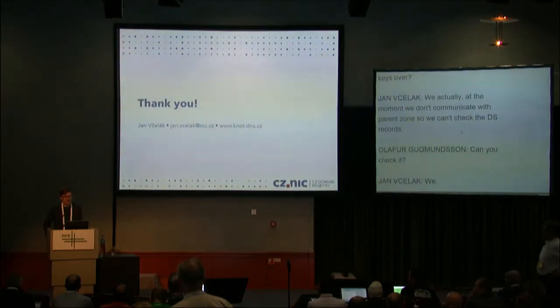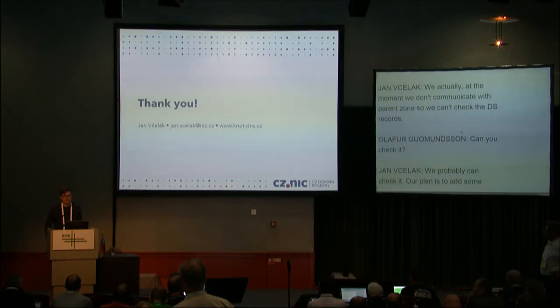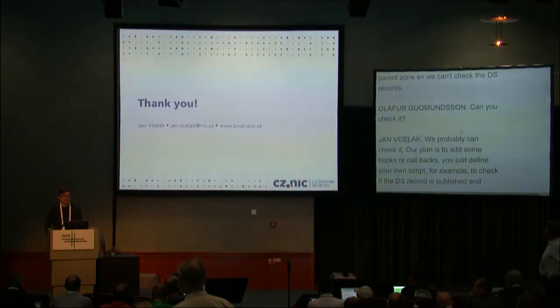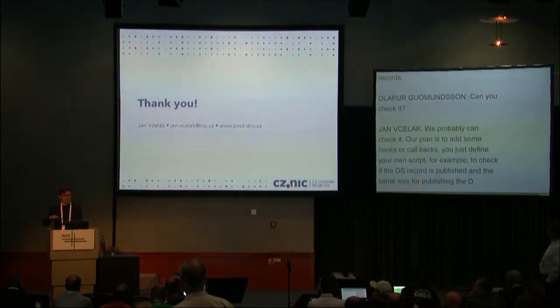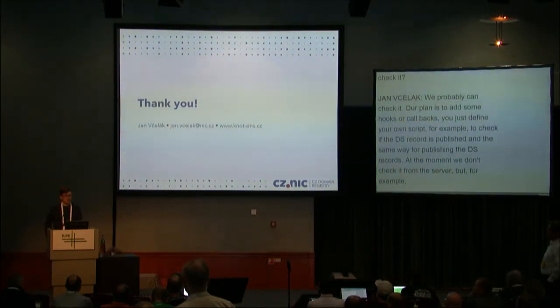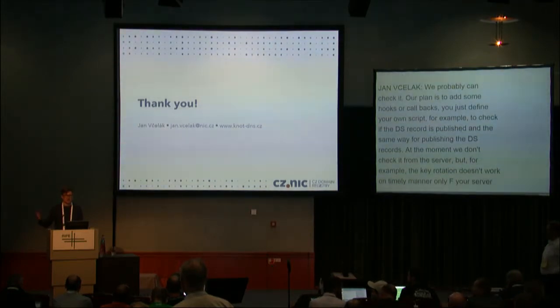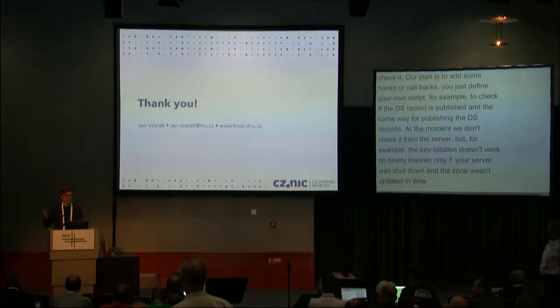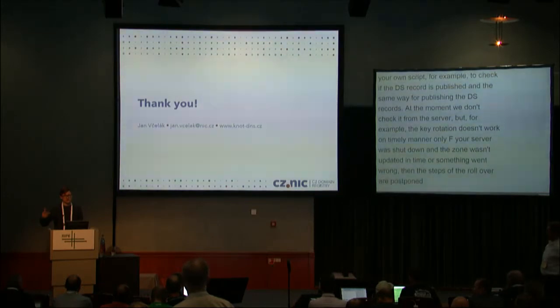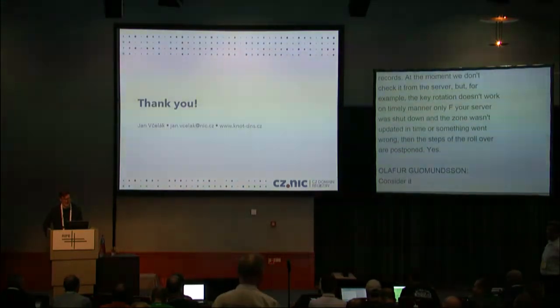Our plan is to add some hooks or callbacks. You just define your own script, for example, to check if the DS record was published, and the same way for publishing the DS records. At the moment, we don't check it from the server, but for example, the key rotation doesn't work in a timely manner only. If your server was, for example, shut down and the zone wasn't updated in time, or something went wrong, then the steps of the rollover are postponed. Yeah. Consider it a feature request. Thank you.